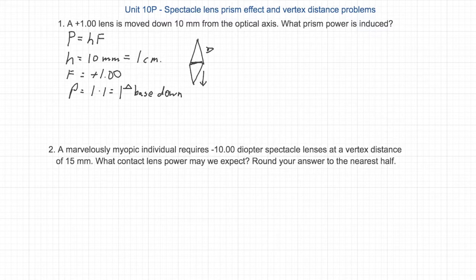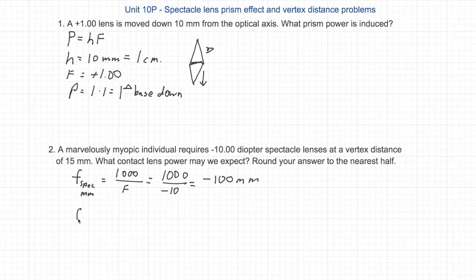Question 2, a marvelously myopic individual requires -10 diopter spectacle lenses at a vertex distance of 15 millimeters. What contact lens power may we expect? And round your answer to the nearest half. So the focal length of the spectacle lens in millimeters is 1,000 divided by -10, which means it is -100 millimeters. For the purposes of answering the question, we're going to make that a positive number, and the focal length of the contact lens will be 100 plus the 15 millimeter vertex distance, which is 115 millimeters.